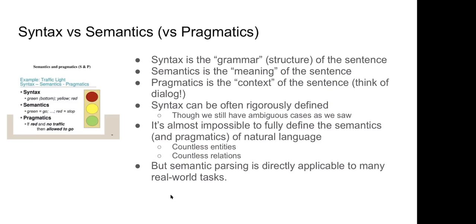I think semantic parsing and pragmatics are definitely more difficult than syntactic parsing in general. But the good thing about semantic parsing is that it is oftentimes directly applicable to many real world tasks. It's not just giving you the features that you need to do the task, but you're actually solving the task by doing semantic parsing. So what are the examples?